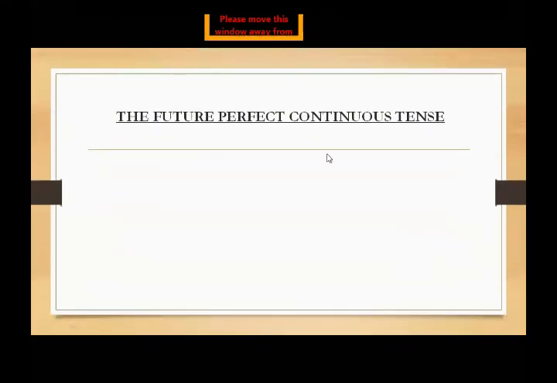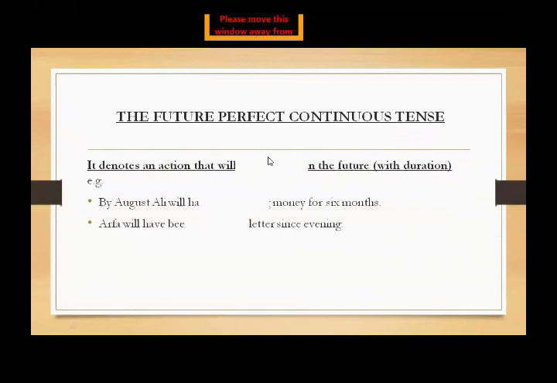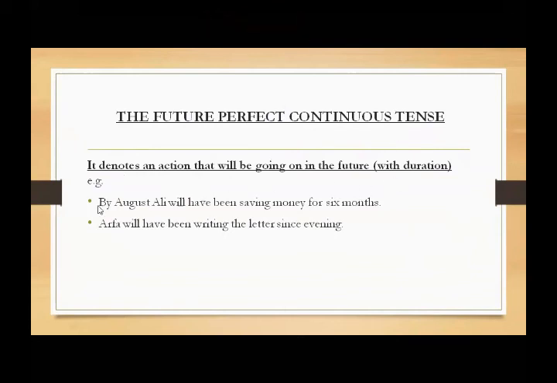The next tense is the future perfect continuous tense. This tense denotes an action that will be going on in the future. We use it with duration, otherwise it will be just like future continuous tense. If we want to mention time or duration, that's why we use this tense.